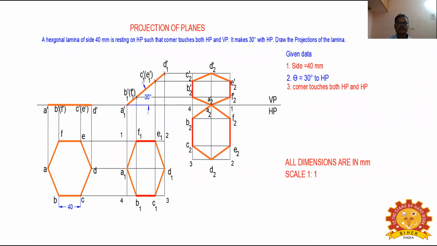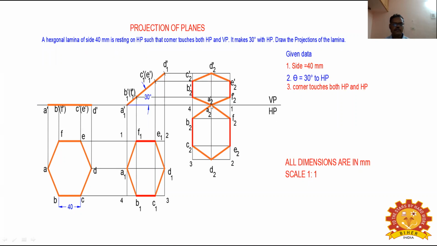Now again this change of position method. Hexagon lamina of side 40 mm is resting on HP such that the corner touches both HP and VP and it makes 30 degree with HP. Draw the projection of the lamina. Here the corner touches both HP and VP. The corner means AD. This AD touches both.